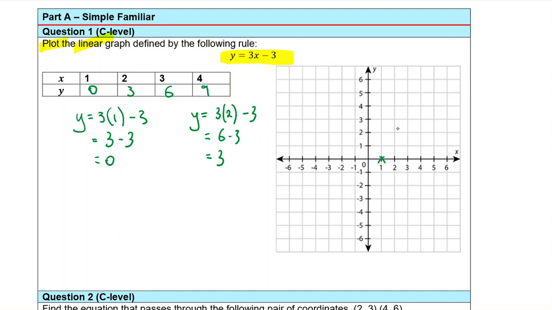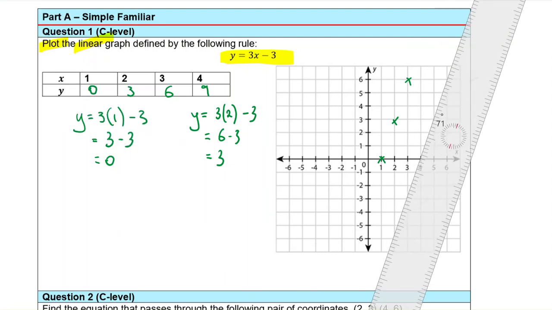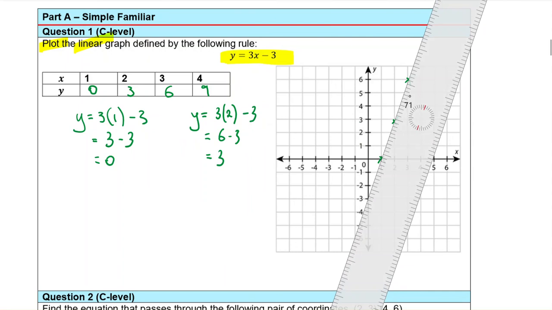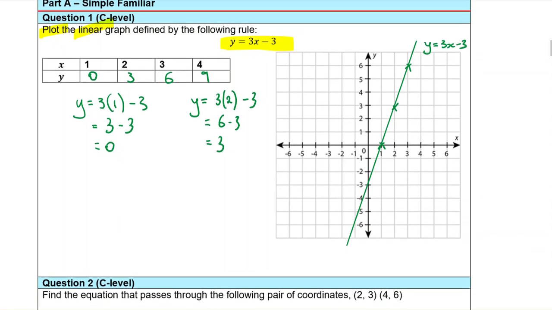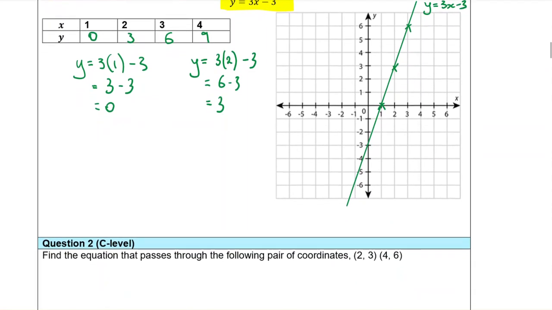And so if we plot these, we'll get a straight line. If your points don't create a straight line, then you know you've done something wrong, and you probably will have to check your working. So then I take a ruler and just plot a straight line through. And if you've got multiple lines going on the same graph, remember to label it. So that's the first one, and quite simple. Whenever you hear linear, think straight line. All you've got to do is create a table of values, substitute the x values in to get your y coordinates, and then plot.